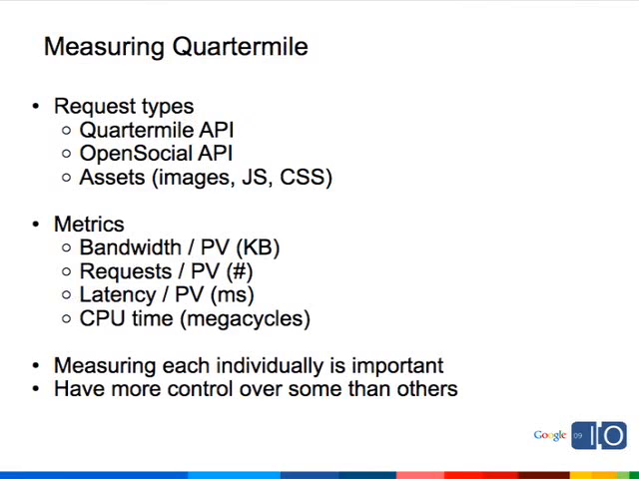So the total download size that the server is serving up every time the page is loaded, the number of requests per page view. That's just counting the number of individual HTTP requests, the latency per page view, so the amount of time that it takes from the time that the app is loaded until it's ready to use. And then CPU time is actually a metric unique to App Engine, but basically it's a measure of how much back-end work we're doing. The reason we're including this in the measurements is we can do a cost calculation on this later on.